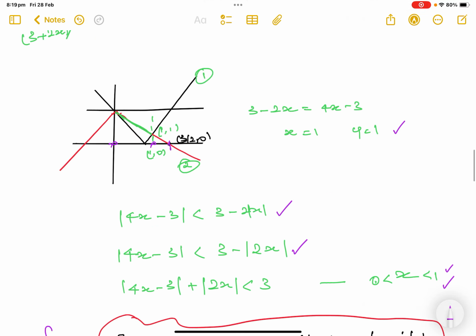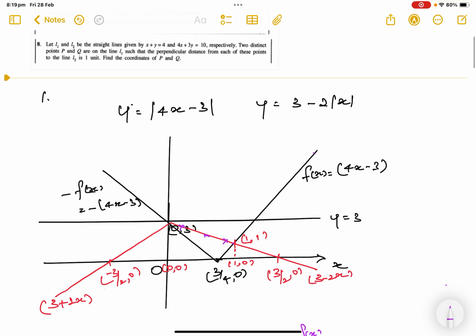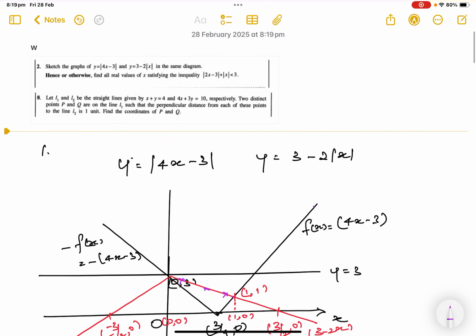So the first question is done. I just went through it step by step to explain more. Right, let's look at the second question.